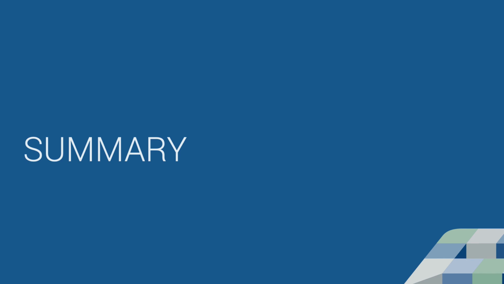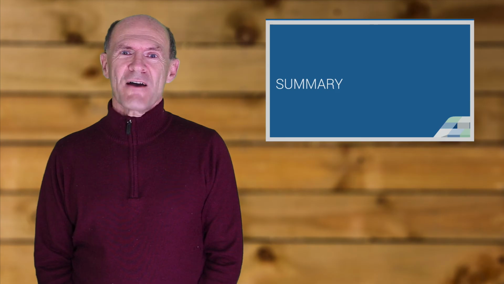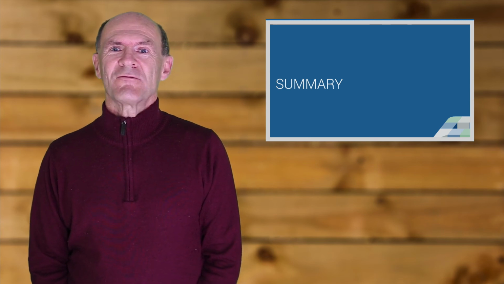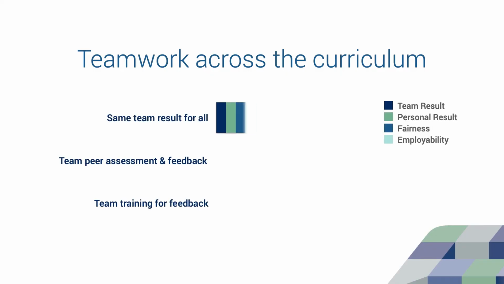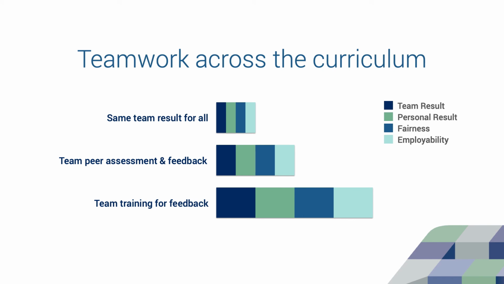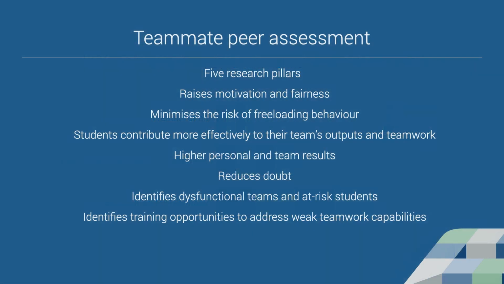In summary, peer assessment gives practical effect to the 5 research pillars that support fair, valid and effective group assignments. Summative peer assessment raises motivation and fairness and minimises the risk of freeloading behaviour. Through formative peer assessments, students learn how they must adjust their behaviour to contribute more effectively to their team's outputs and teamwork processes, thereby achieving higher personal and team results. Furthermore, formative peer assessment reduces students' doubt about the assignment and raises their perception of a student-centred learning environment.